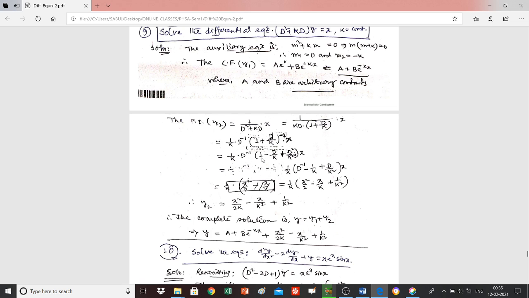So 1 by k d inverse, then 1 minus d by k plus d square by k square and other terms to x. So that is equal to 1 by k d inverse minus 1 by k plus d by k square into x. So just do it. 1 by k is here and d inverse x means integration of x, that is x square by 2. Then minus 1 by k and this x. So that means x by minus x by k. And d of x means 1 by k square. So this is y2. So the complete solution is here.